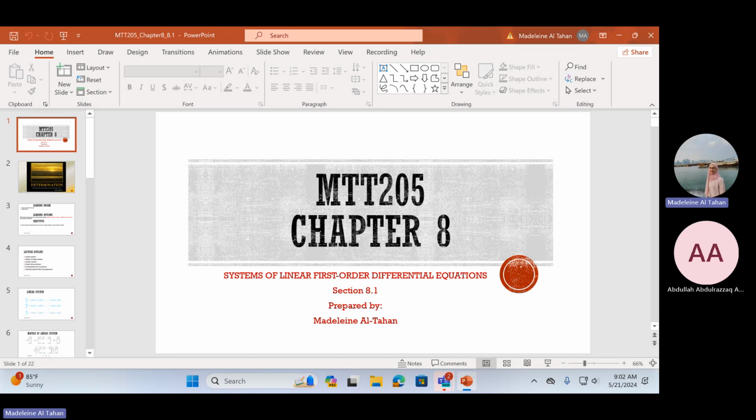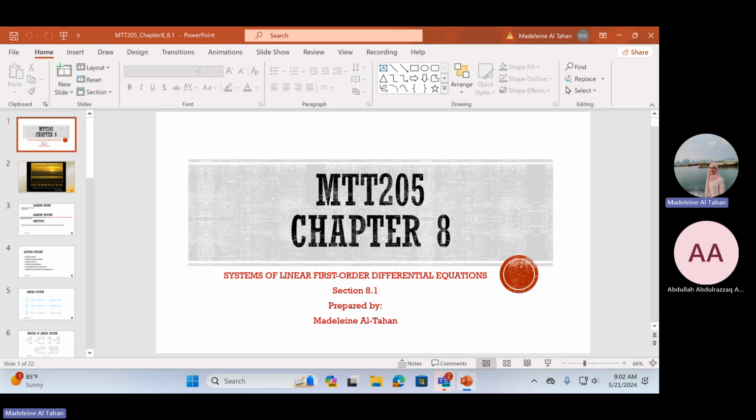If you look at the title of this chapter, it's systems of linear first order differential equations. So what do we expect to learn? Let's go back to the first lecture, where we introduced differential equations and linear differential equations. What do we mean by a system of linear differential equations? Each of them is linear.